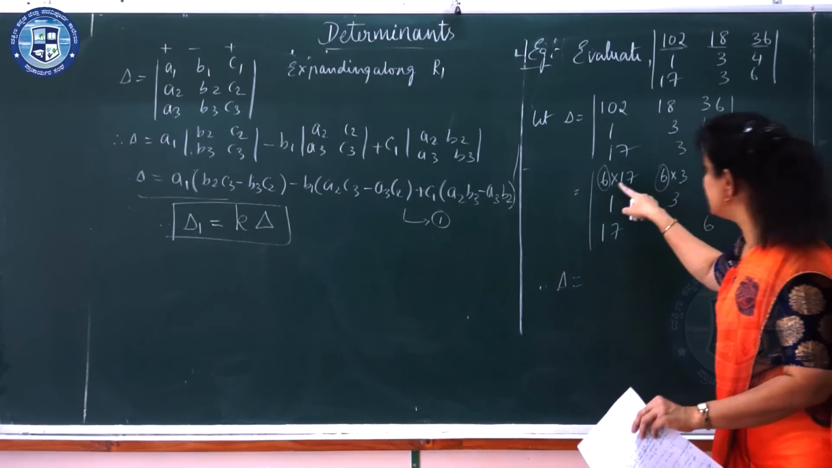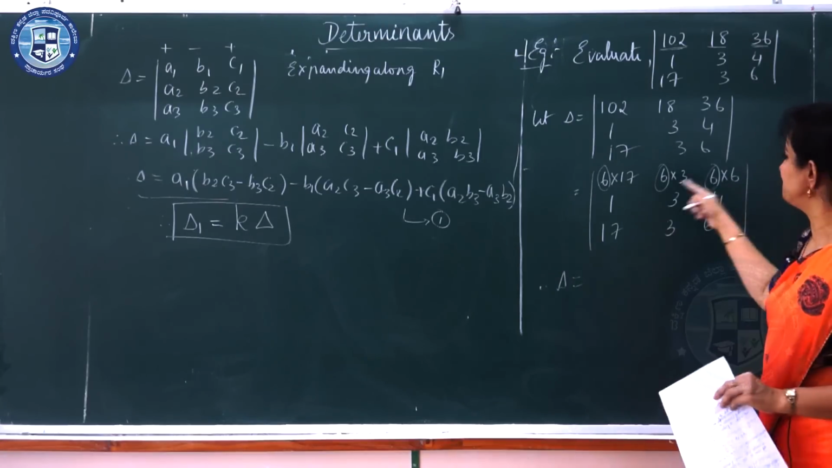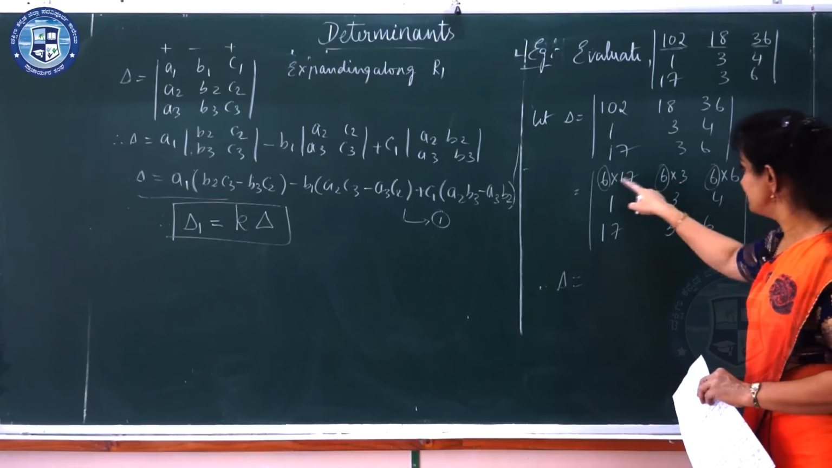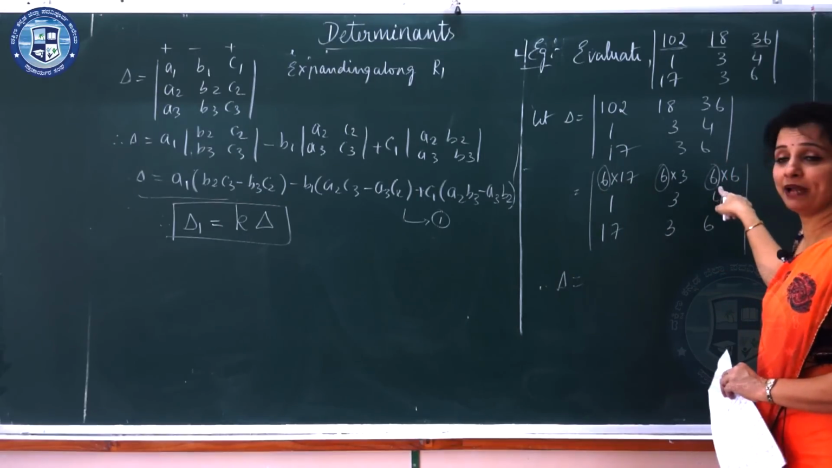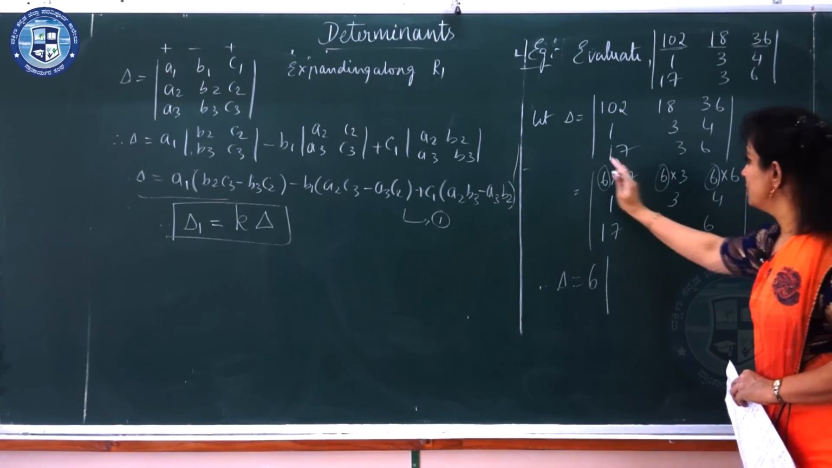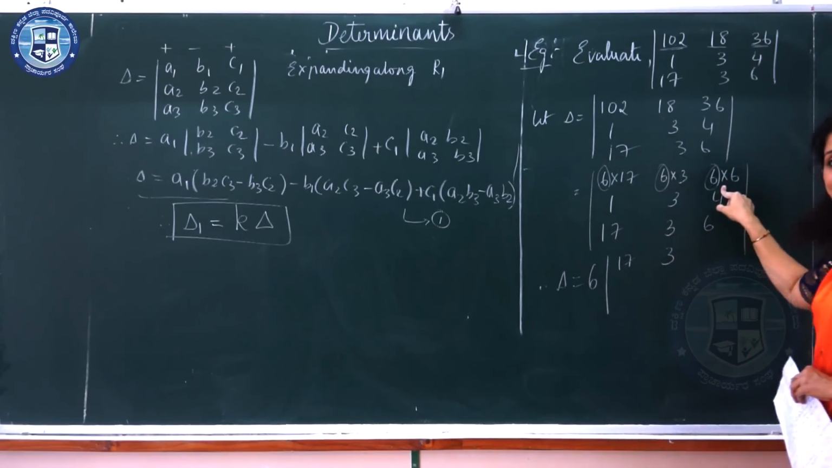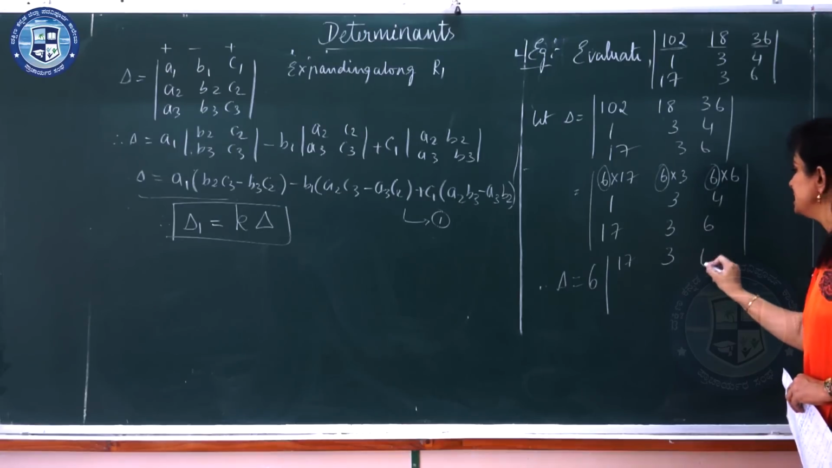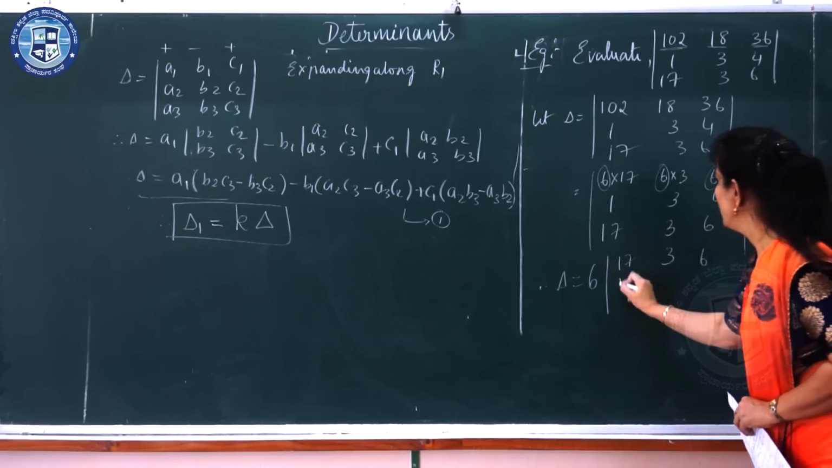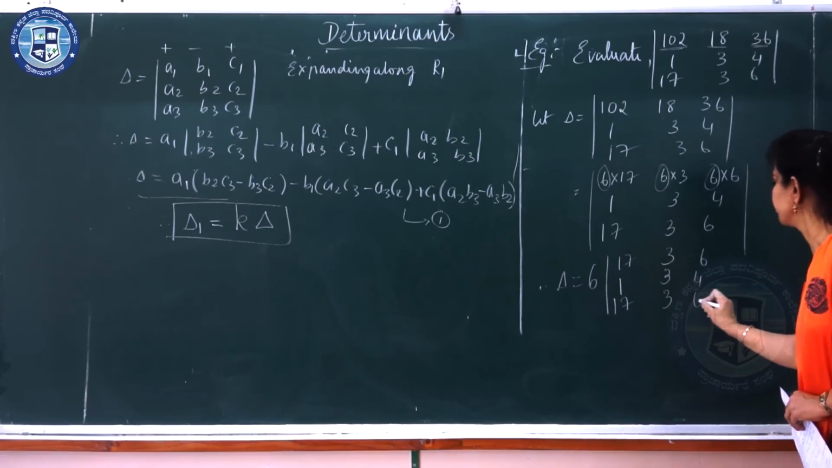K times delta means 6 times, here 6 is common. The constant 6 is multiplied to each element. So 6 is taken out. Now 6 is removed. What is left? 17, here 3, here 6. 6 is taken out. It is 6, here 1, 3, 4, and the other two rows remain the same.